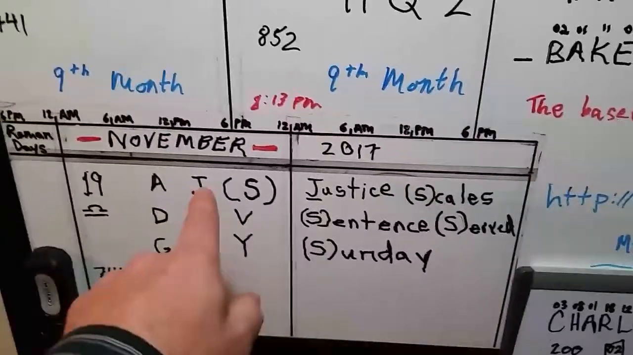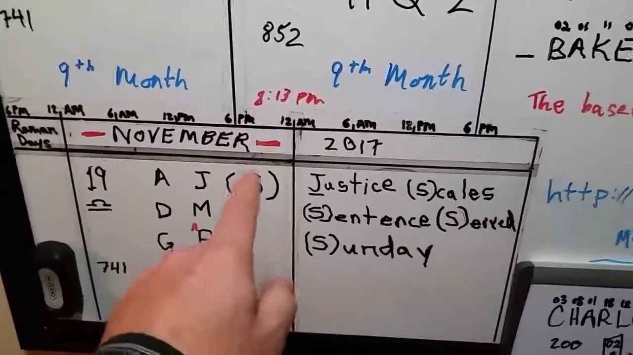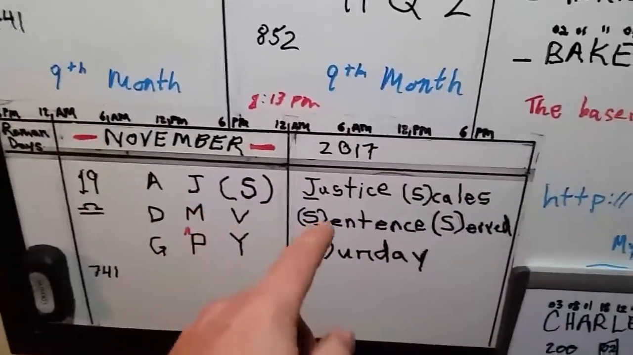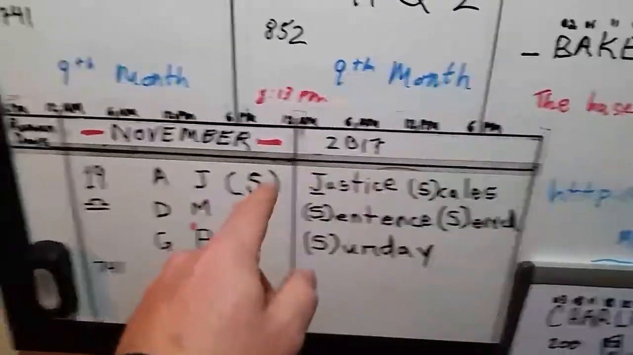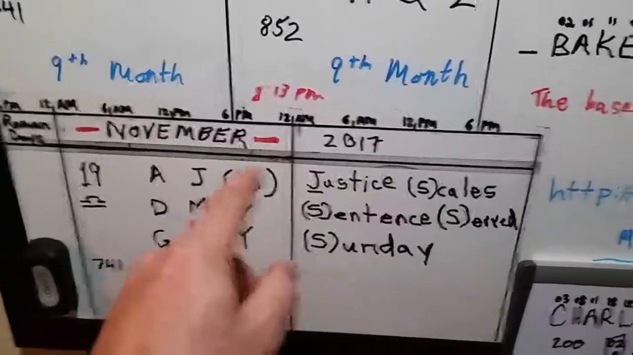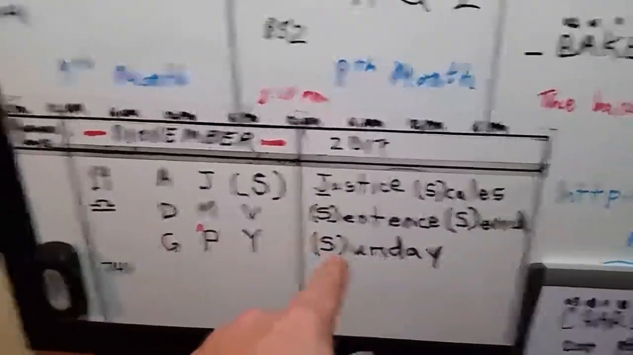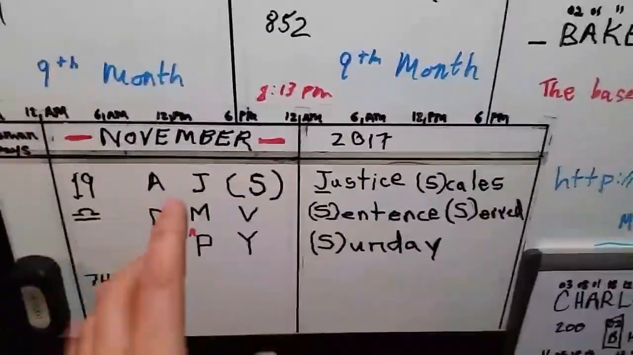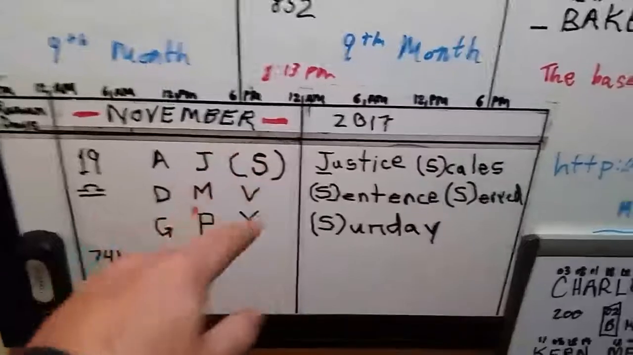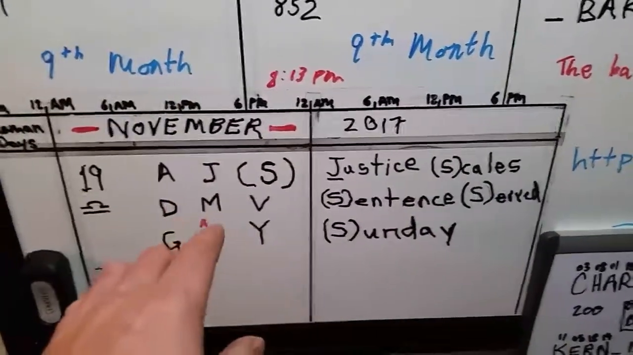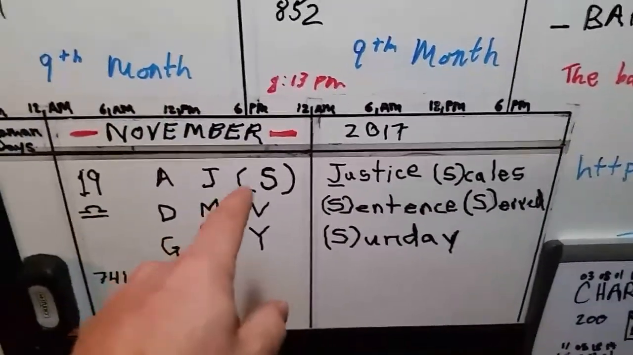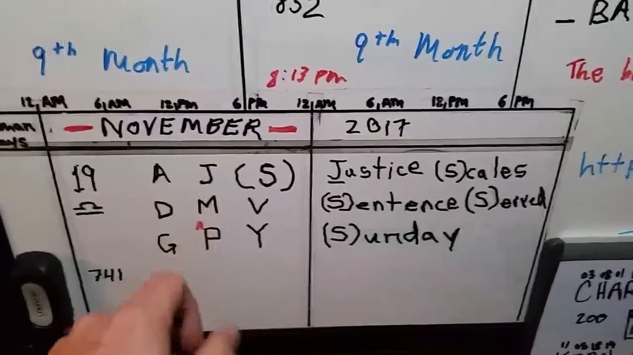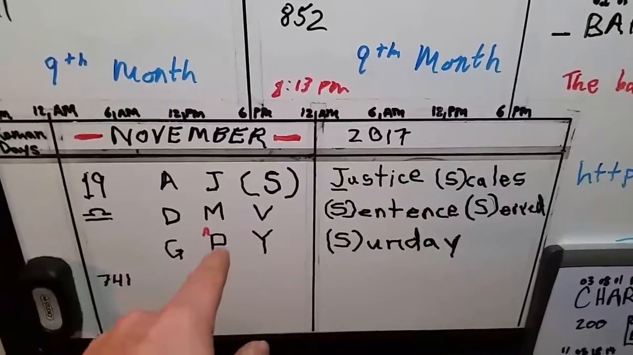Okay. So we see here the J for justice, and the S is bracketed, specifying scales. Sentence. Served. Sunday. Okay, now when we look into the letter matrix that we built, we see Manson dies, Manson's gone, and Manson passes.